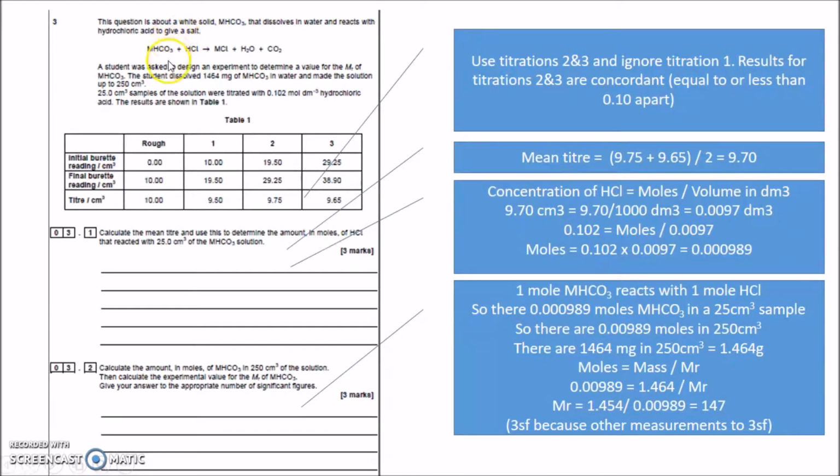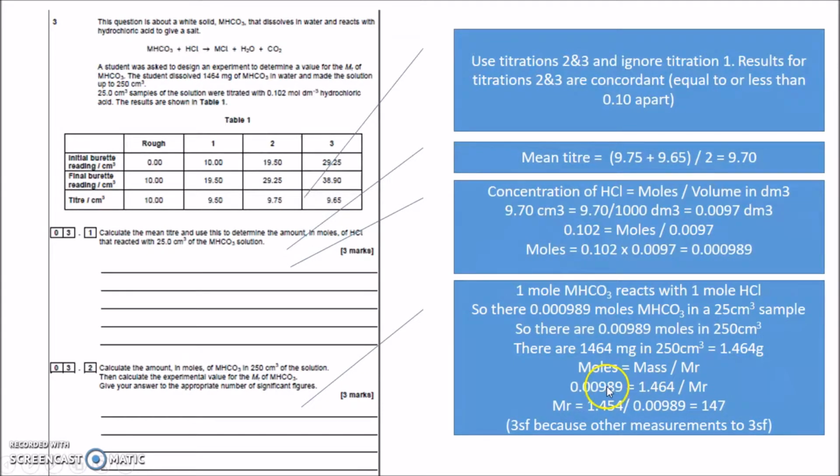Well, I know that I've got 1464 milligrams of the MHCO3 in there. I convert that into grams by dividing by 1000. Remember, a small unit value into a bigger unit value, you divide by 1000. I've got 1.464 grams, and now I can use moles is mass in grams divided by MR.